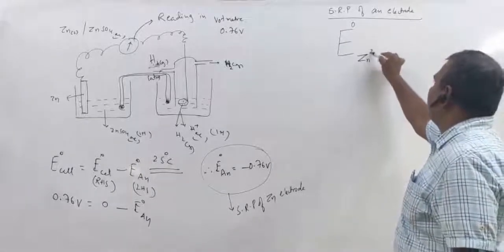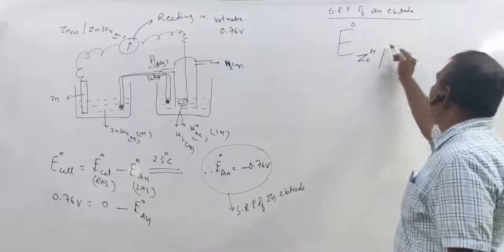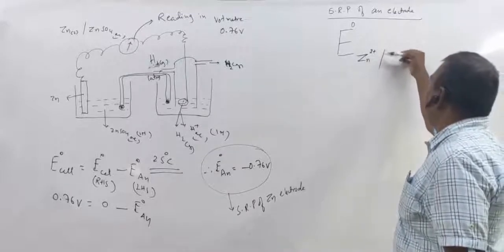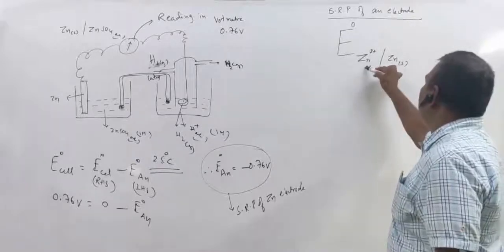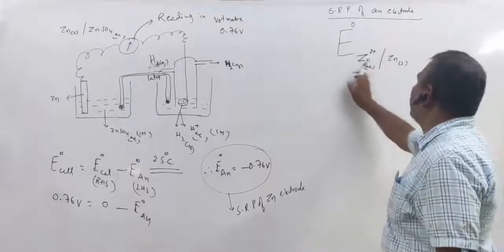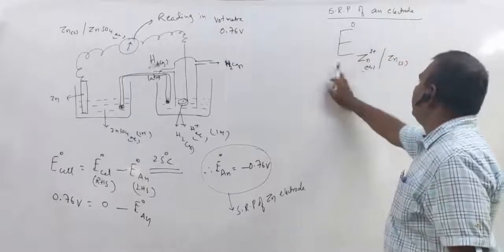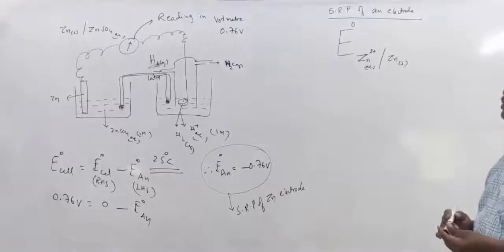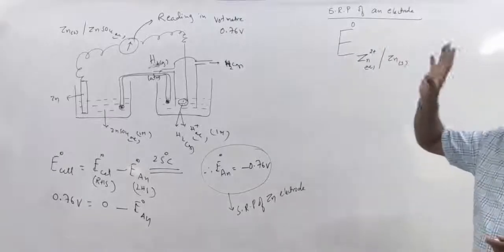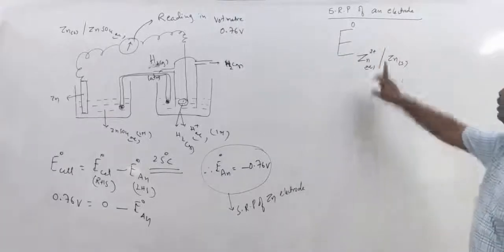Very simple. Zn2 plus, you treat it as plus 2 electrons, to Zn solid. Aqueous, 1 molar, no need to mention, already mentioned. So the concentration of Zn2 plus is 1 molar. So this is a simple way of representation of a reduction potential.